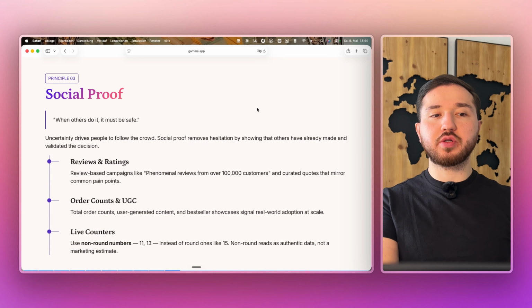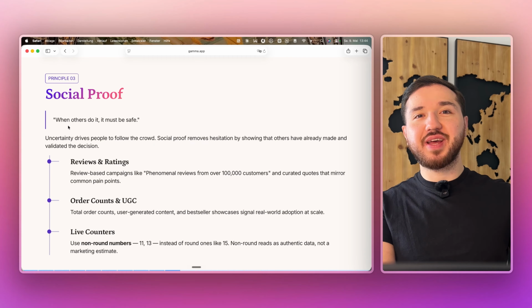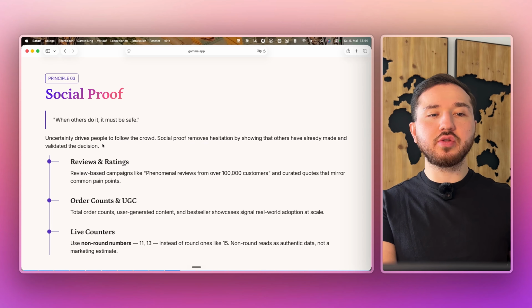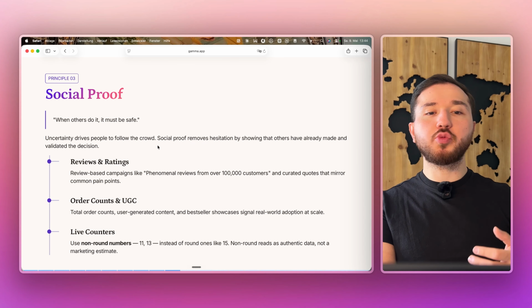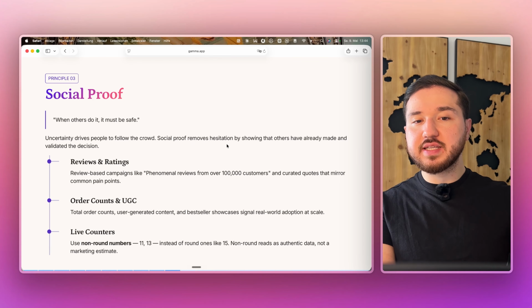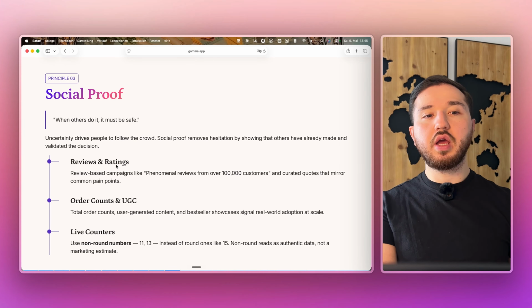So why does social proof work? Because when others do it, it must be safe. Uncertainty drives people to follow the crowd. Social proof removes hesitation by showing that others have already made and validated their decision. And you can create social proof by reviews and ratings, which we've seen in the email before.